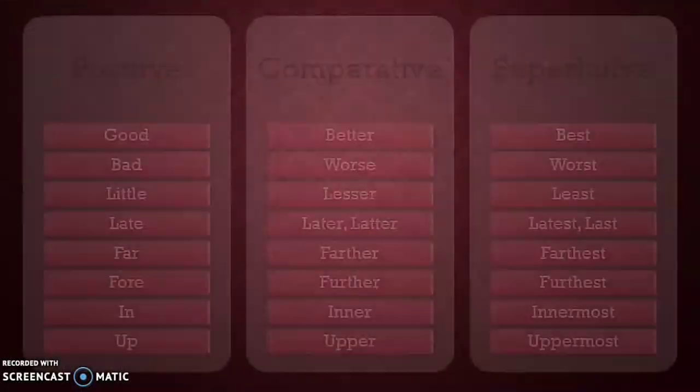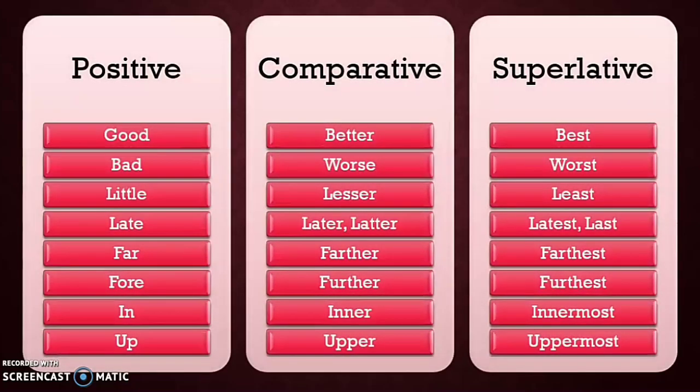There are a few adjectives whose comparative and superlative degrees are altogether different. They are irregular degrees of comparison. Let us look at the examples. Such as good, better, best, bad, worse, worst, little, lesser, least, late, later, latest. It has another meaning: late, later, last, far, farther, farthest, fore, further, furthest, in, inner, innermost, up, upper, uppermost.